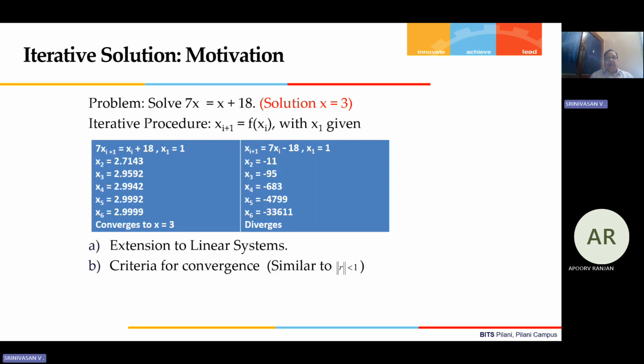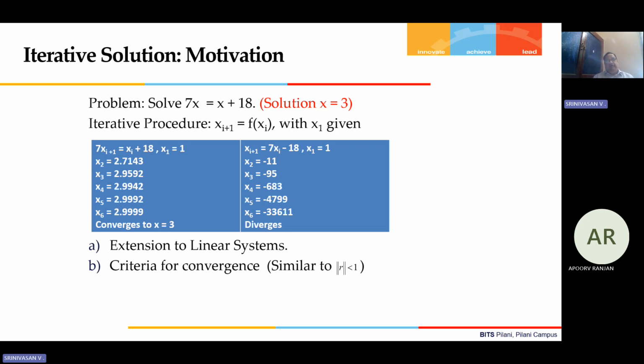Now, just to have an idea about this kind of iteration, what is meant by it? How do we go about it? Suppose you take an ordinary linear equation, solving 7x equal to x plus 18. We know very well 7x minus x, 6x equal to 18, or x equal to 3 in the usual way. Now, how to do it?